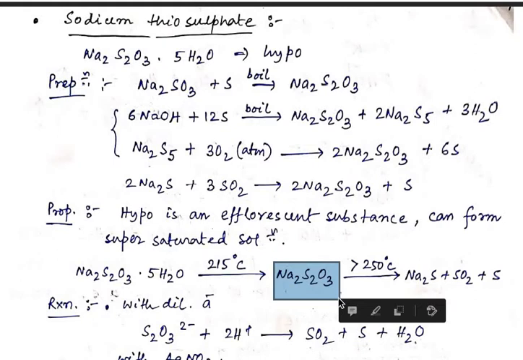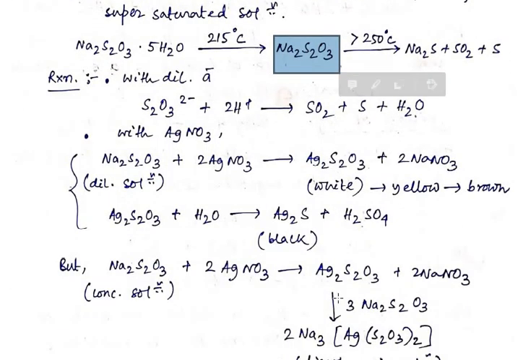And if I increase the temperature to 250 degrees centigrade and above, then the Na2S2O3, the sodium thiosulfate, breaks into Na2S, that is sodium sulfide, plus sulfur dioxide plus sulfur. So these are the temperature effects of hypo, and we had already seen the procedure for the synthesis of sodium thiosulfate, Na2S2O3. Next we are going to the reactions.